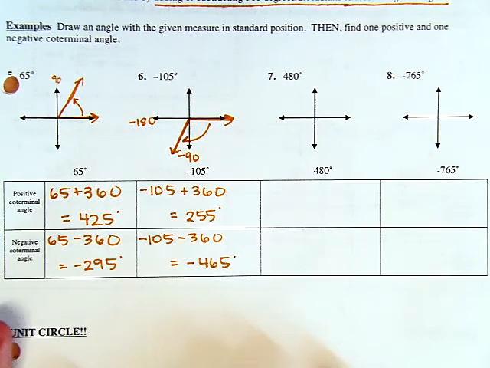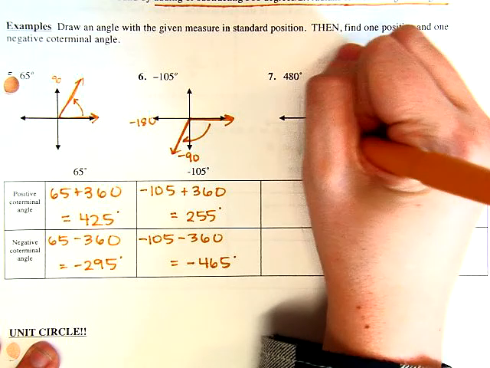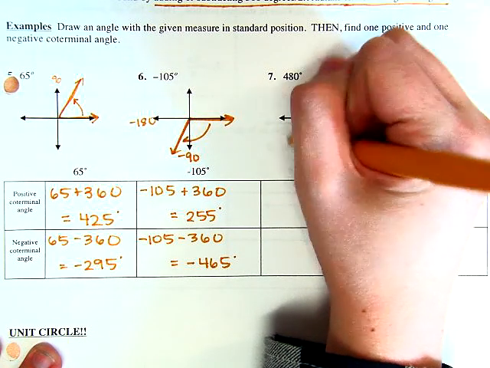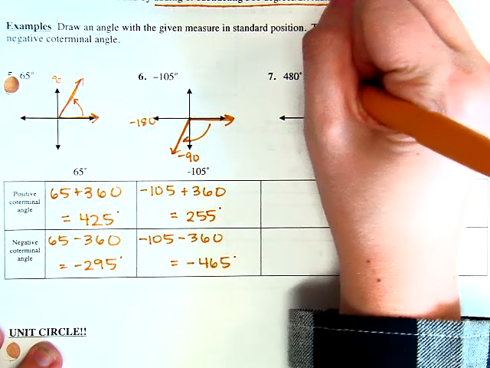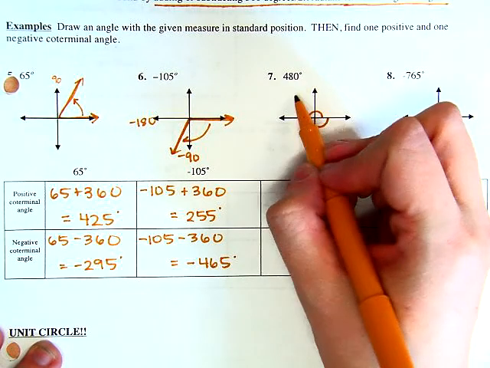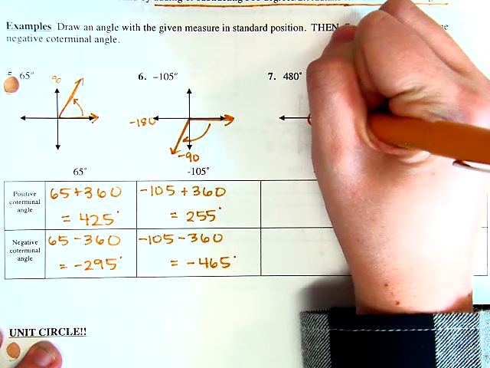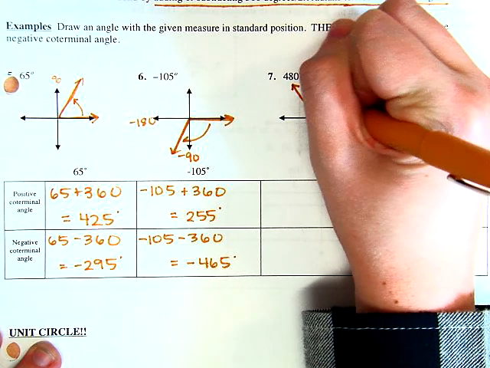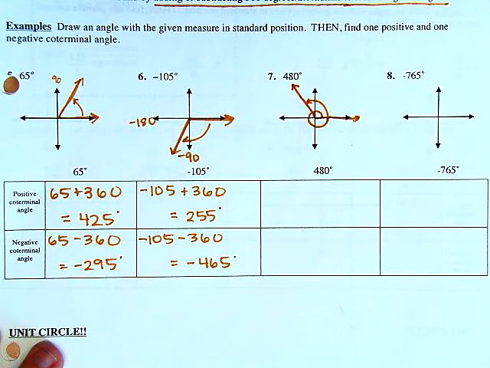480 degrees. Okay, that is more than 360. All the way around is 360. So it's 360 plus even more. So if I go all the way around, that's 360. And then how much more do I need? 120 more. So here's 90, 120 would be about there. It keeps going to there. So it goes around once and then adds another 120.